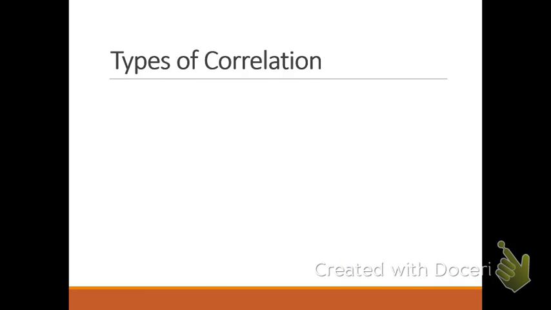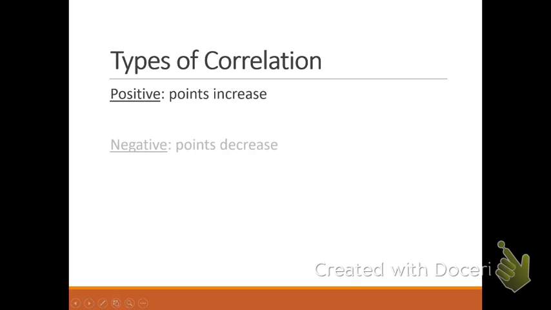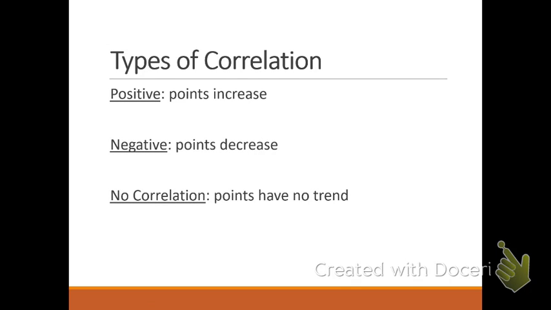We use a couple of different words to describe scatterplots, and we look at their correlation. If the points generally have a trend of going upwards as you look at the graph from left to right, we call that a positive correlation. This relates to slope in that if I tried to draw a line through these points, that line would have a positive slope.